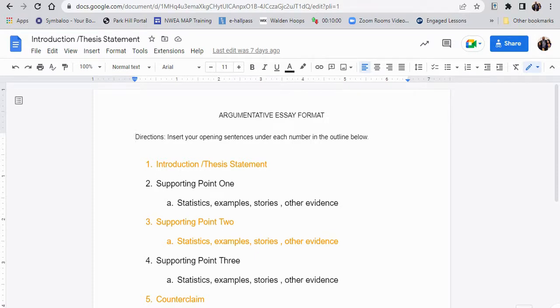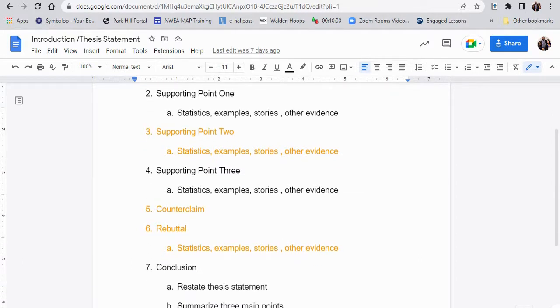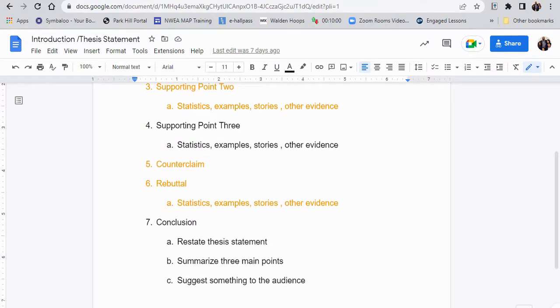Then go ahead and go to paragraph two. Tell me your first point, and then back it up with statistics, examples, stories. This is where your research comes in. And then the same thing with point two. This is another paragraph. And then you're supporting point three. This should be your fourth paragraph.